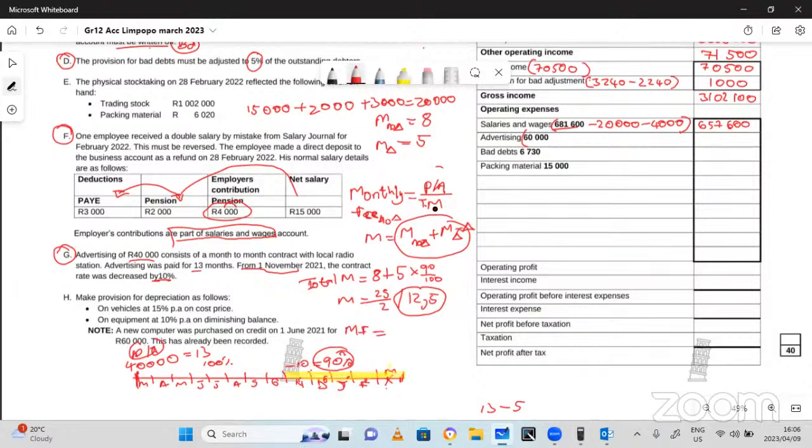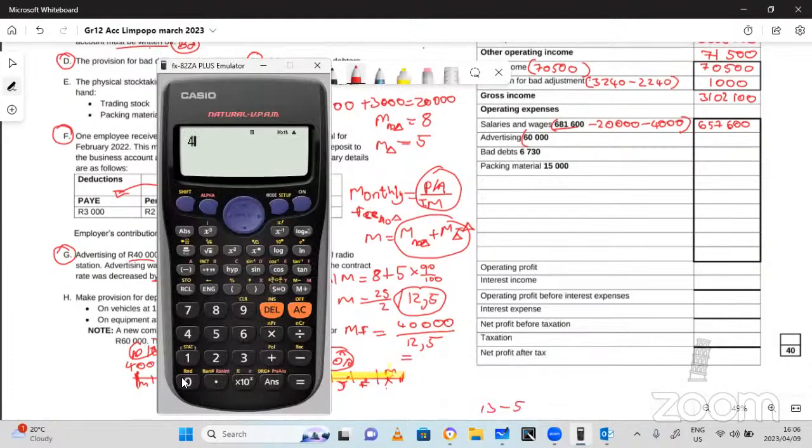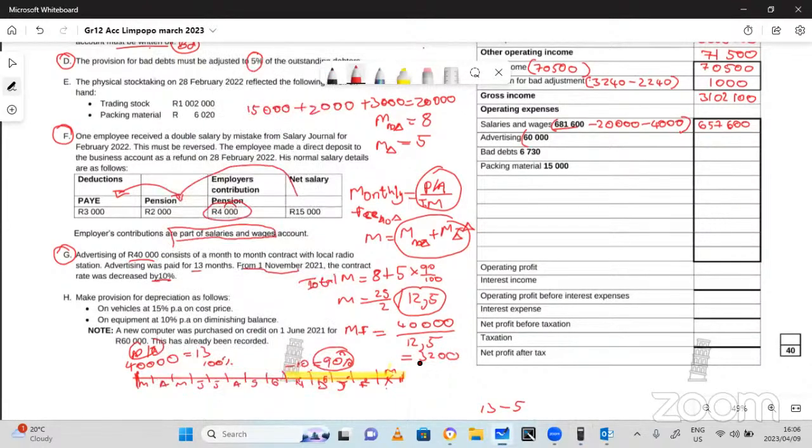We use the normal formula that we normally use. We take the 40,000 and divide it by 12.5, which in return will give us how much? You find your calculator again. You take the 40,000, you divide by 12.5, which will give you 3,200. Remember, good people, this 3,200 is the monthly fee with no change, né?